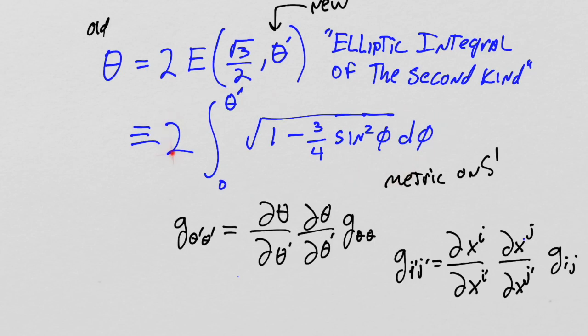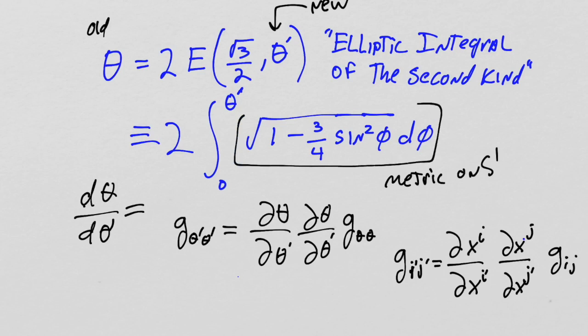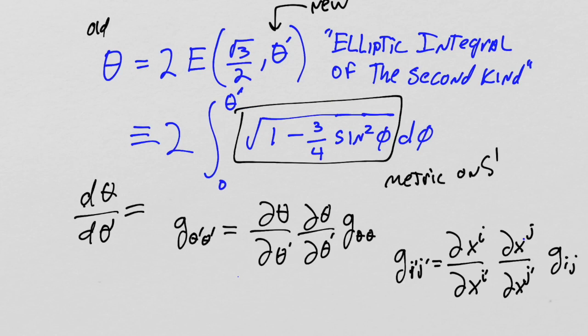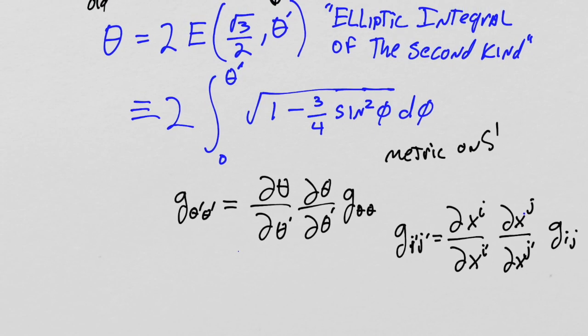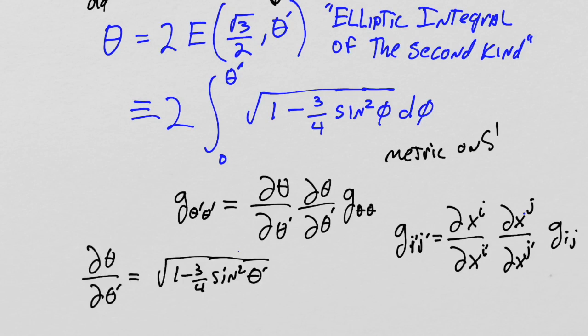But the fundamental theorem of calculus just tells us immediately that d theta prime by definition is going to equal this thing right here with phi replaced by theta prime, right? That's from the fundamental theorem of calculus. It's something we learned so long ago that most of us have probably forgotten it, but it's very helpful in this case. And so I can write the answer like this.